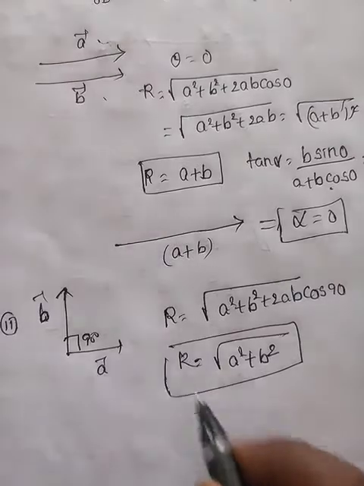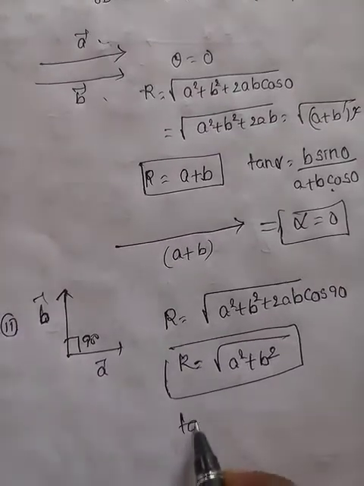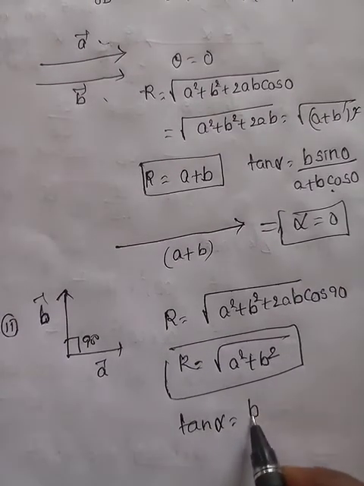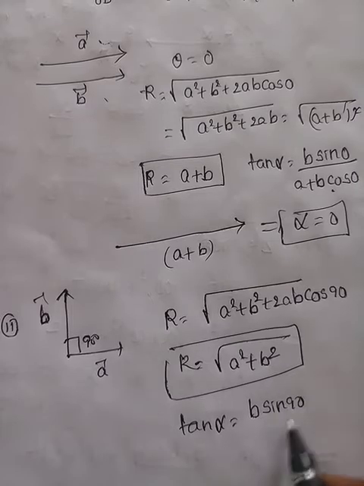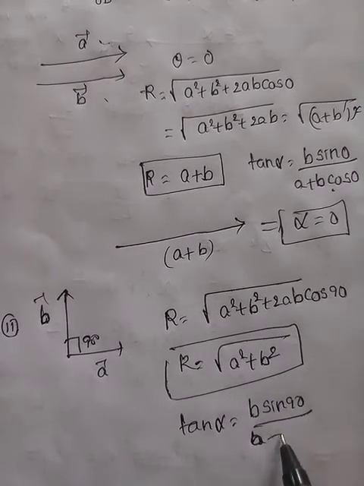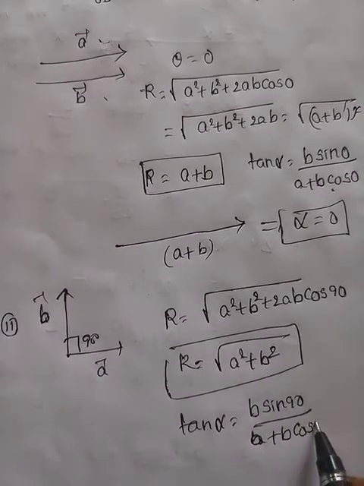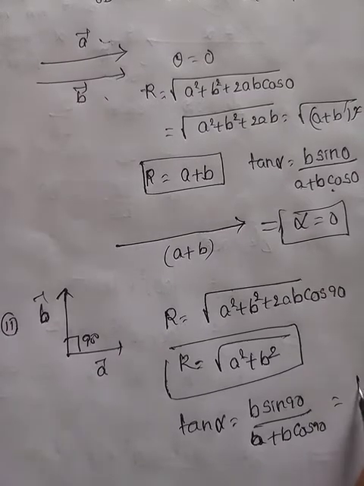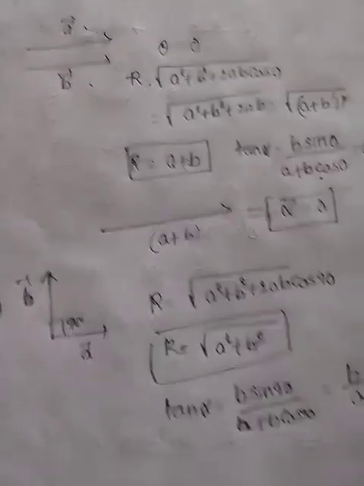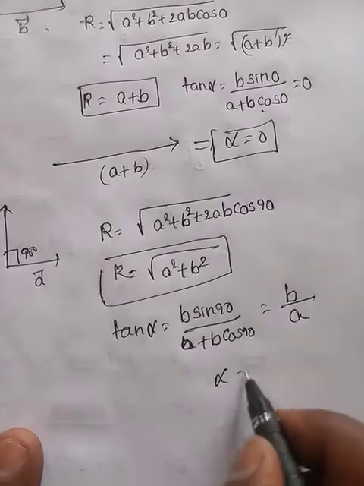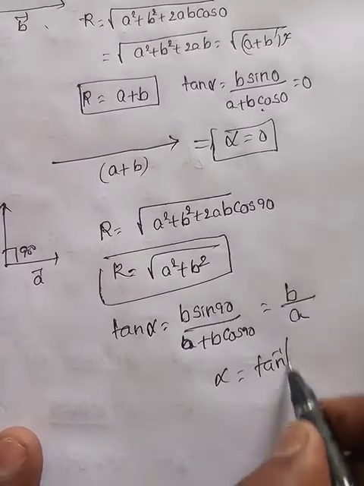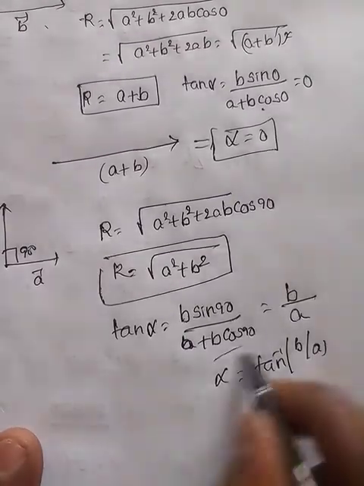This is the resultant. What about our tan alpha? Tan alpha is equal to B sin 90 by A plus B cos 90. Sin 90 is 1, cos 90 is 0. So, B by A. From this, alpha is equal to tan inverse of B by A.